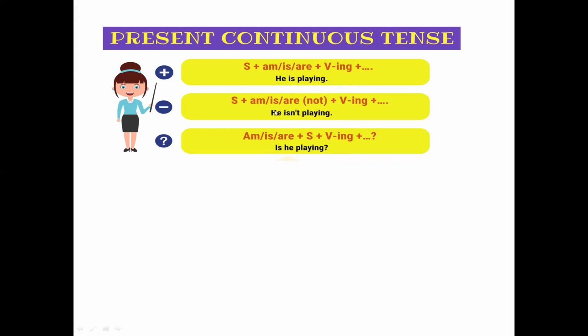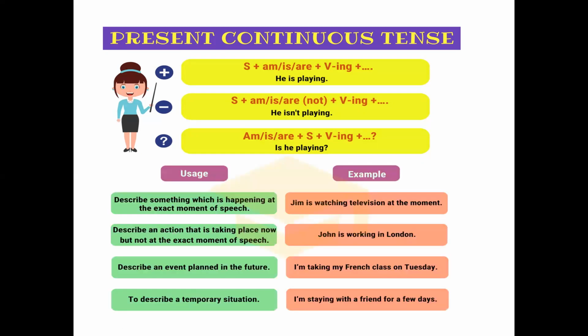In case of negative, along with is, am, or are, we add not, right? So he isn't playing. Isn't is the contracted form of is not. Again, the same thing, the ing form of verb will always be used because it is continuous. And in order to make interrogative, because is is our helping verb, our question will start with is. If your subject is plural, your question will start with are. And if your subject is I, then you will use am. So is he playing? These are three forms of present continuous tense.